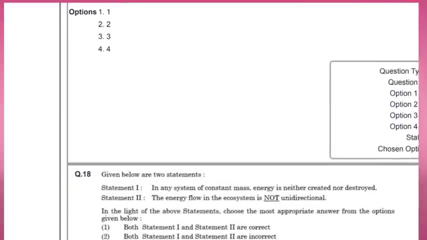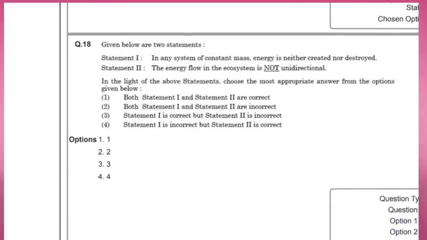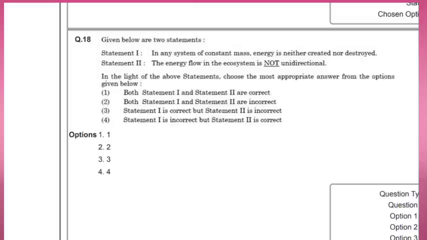And next question, question number 18, given below are two statements. Statement 1: in any system, the constant mass and energy is neither created nor destroyed. Statement 2: the energy flow in the ecosystem is not unidirectional. Statement 1 is correct, but statement 2 is incorrect. Option 3 is the correct answer.